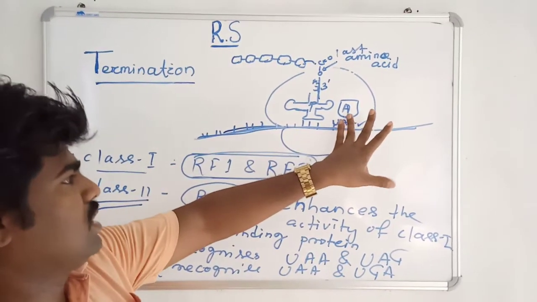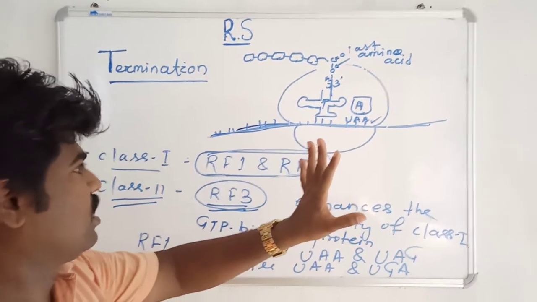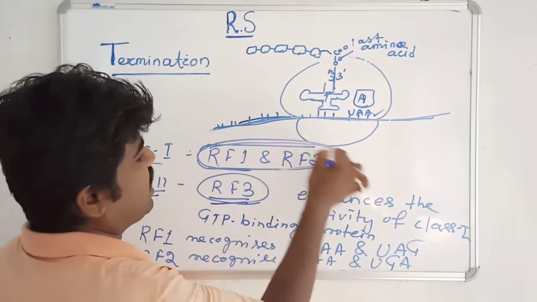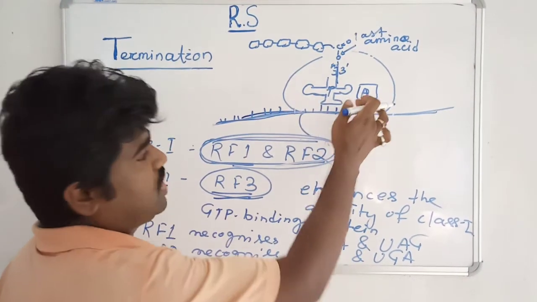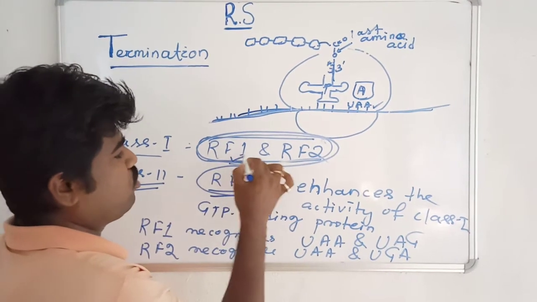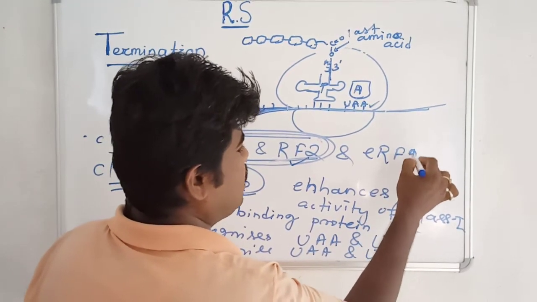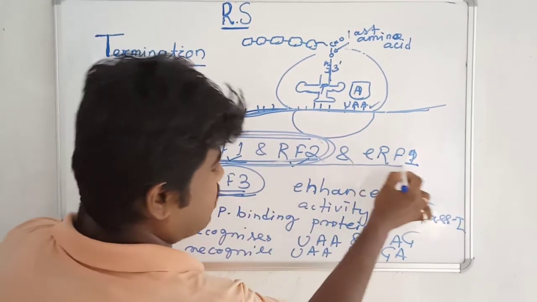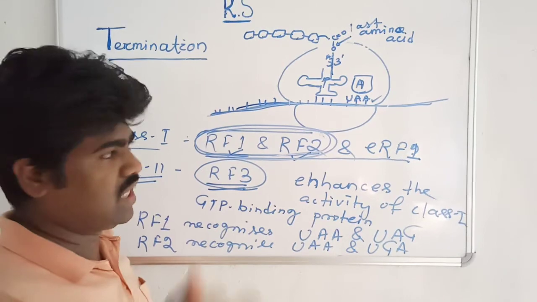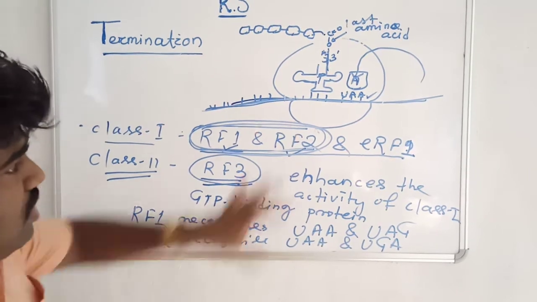So the termination codon gives a signal for this termination process. So how does this event occur? When the ribosome reaches the termination codon, then RF1 and RF2 come and attach to this A site. And we should know that the structure of RF1 and RF2, and in eukaryotes eRF1, these protein factors, is similar to the tRNA molecule. So they mimic the tRNA and come to attach to the A site, and they cause the hydrolysis of this bond.